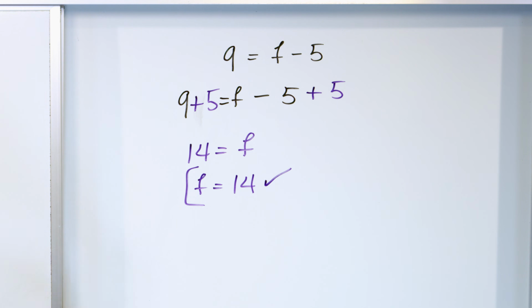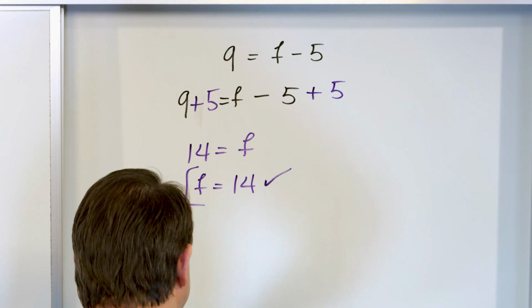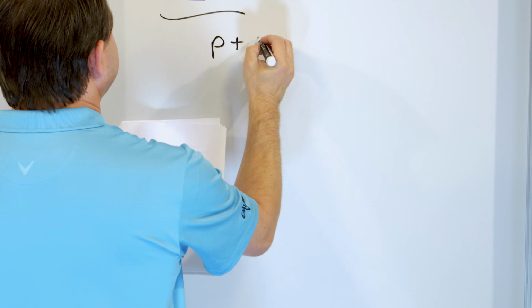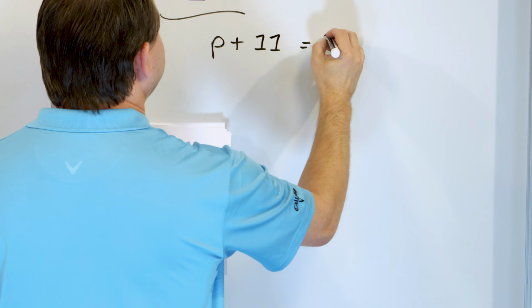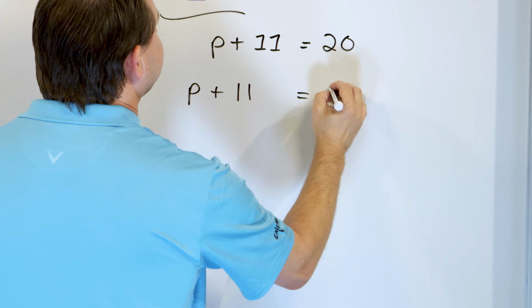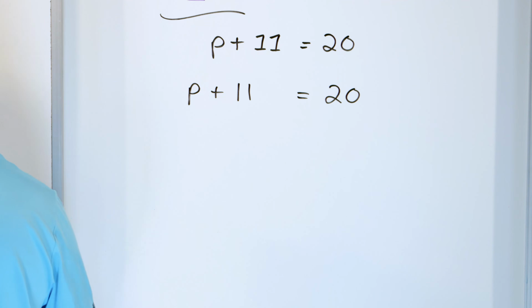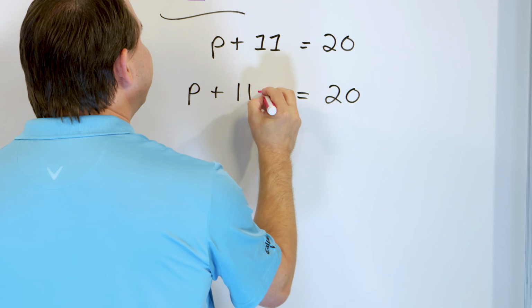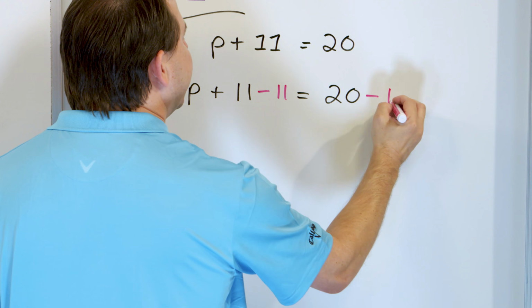And here is our last problem for this lesson. It is p plus 11 is equal to 20. Let's rewrite the problem, p plus 11 equals 20, just to give ourselves a little room to work. All right, so we've added 11. We want to get rid of this, so let's just subtract 11. We'll do the opposite operation.